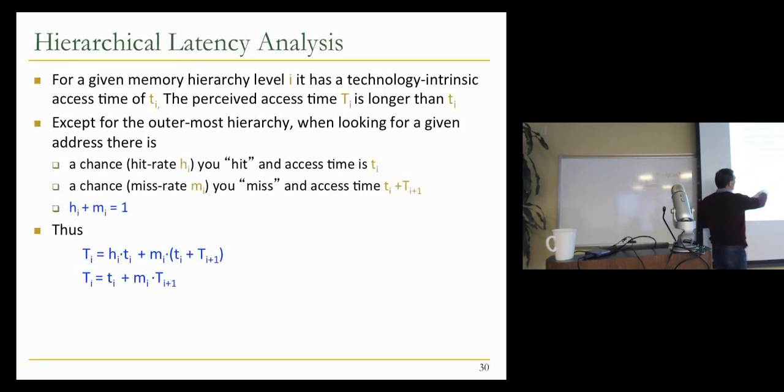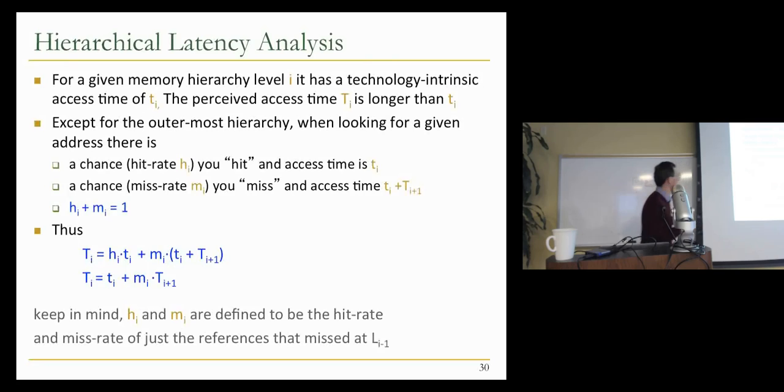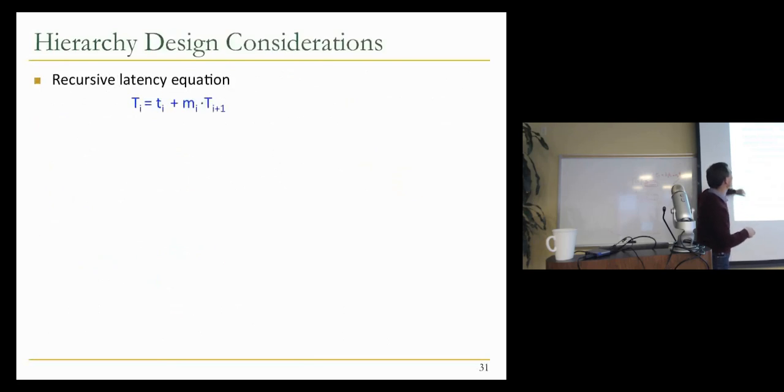And then you can simplify the equation, and this is what you get, basically. The time it takes to access any level is the hit latency to that level plus the miss rate times the perceived access latency to the next level. Okay? That's pretty simple, actually. We'll go through an example soon. I think we've talked about this, right? Hi and mi are the hit rate and miss rate. And these are just the references that missed at that level.